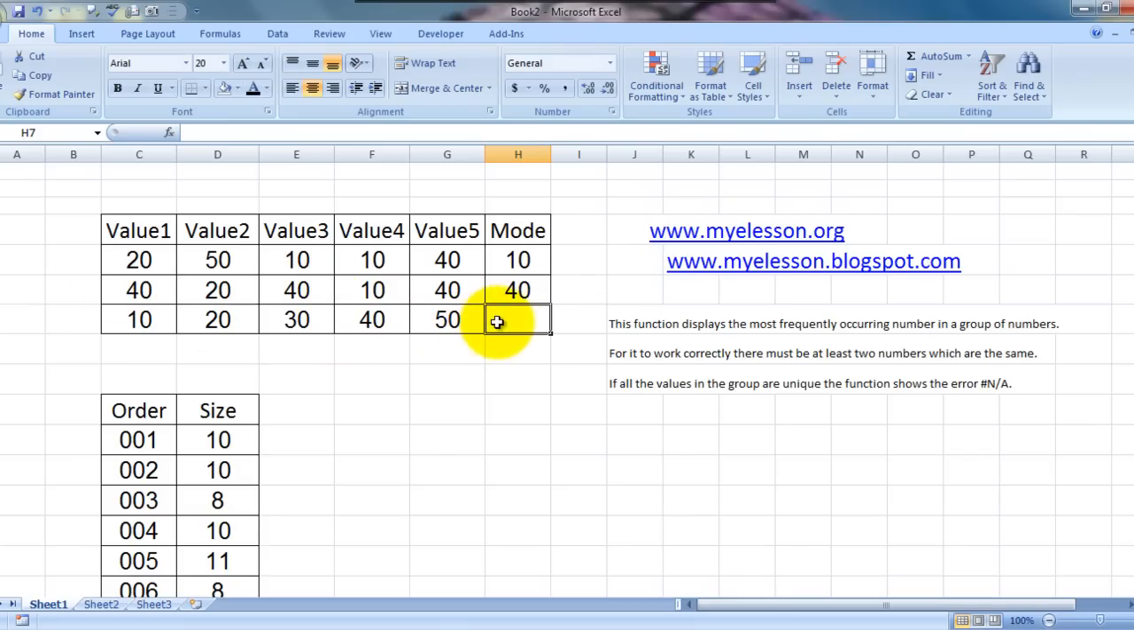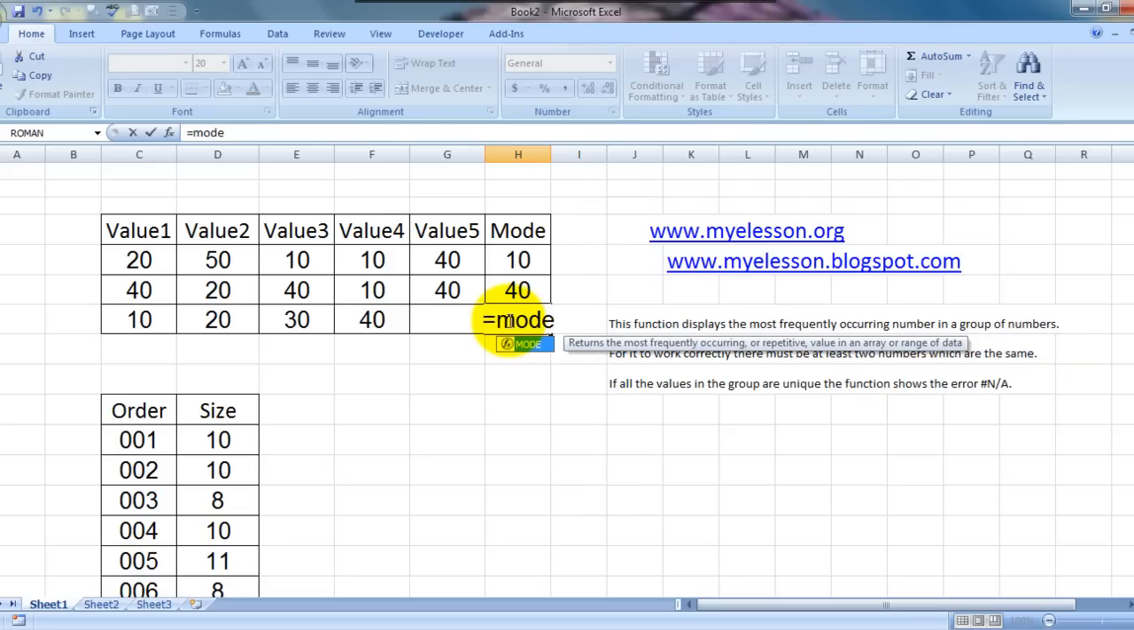Now in this group there is no repetitive value, all values are unique. Let us see what would happen. MODE, and the answer is #N/A.